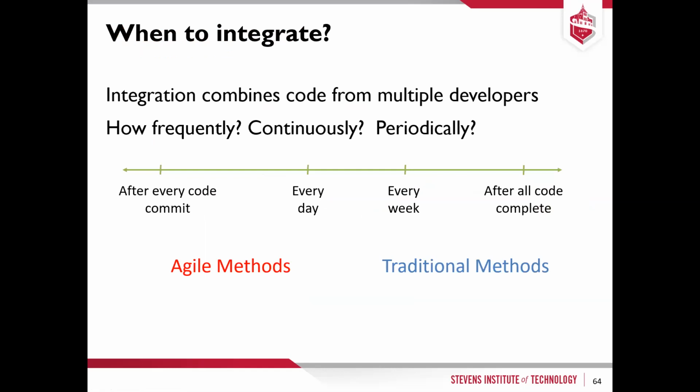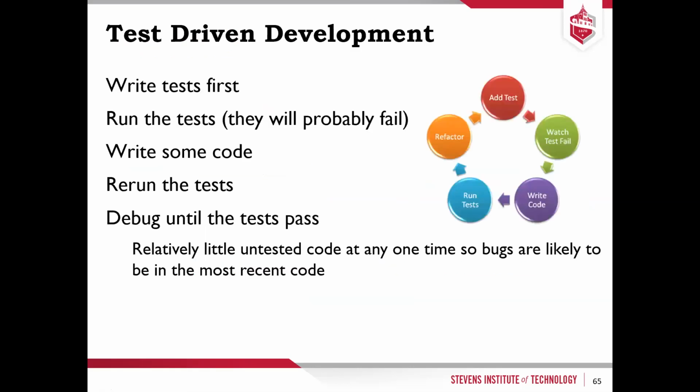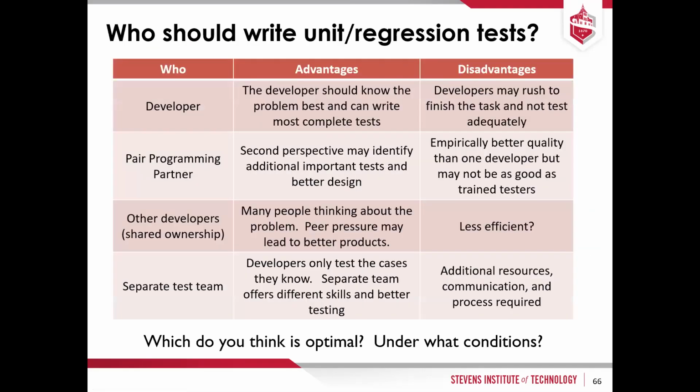And when do we want to integrate? In agile, as soon as possible, right? As soon as I have something ready, I'm ready for delivery. I share that. In the traditional method, when everything is done, after all the code is complete, then we go there to integrate. In test-driven development, we write the test, we run the test, we write some code, we run the test, then start debugging. In agile, we write, run, debug, write, run, debug, all at the same time, right?